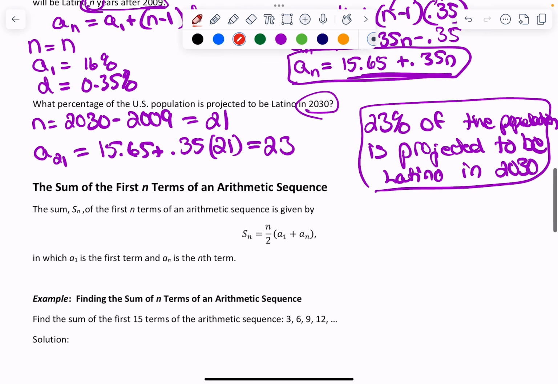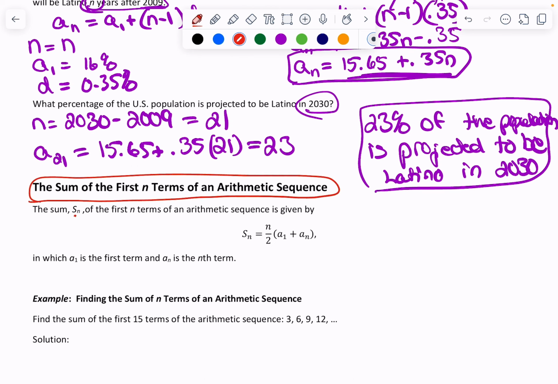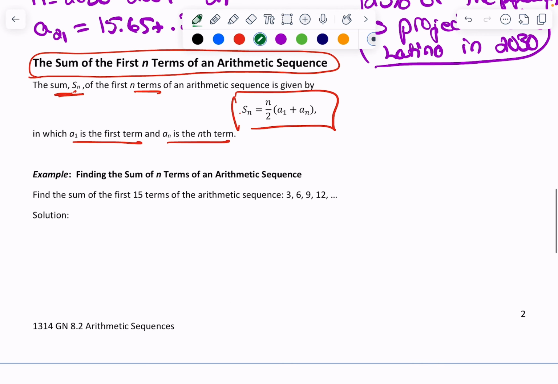Okay, next we're going to look at the sum of the first n terms of an arithmetic sequence. So the sum Sn of the first n terms of an arithmetic sequence is given by this formula here. A1 is the first term and An is the nth term. So we're going to go ahead and use that formula here. So find the sum of the first 15 terms of the arithmetic sequence 3, 6, 9, 12.